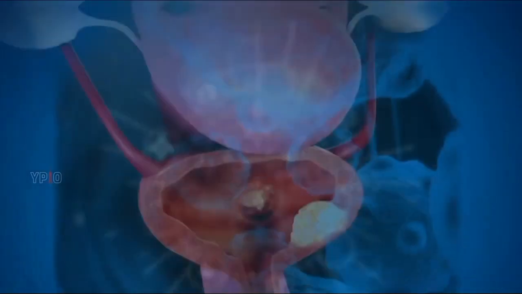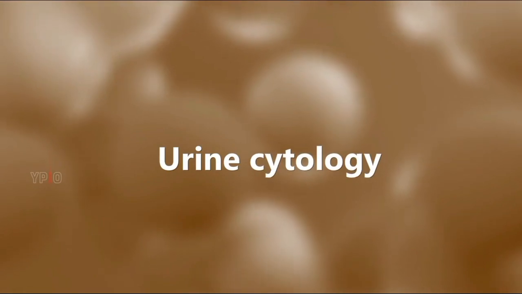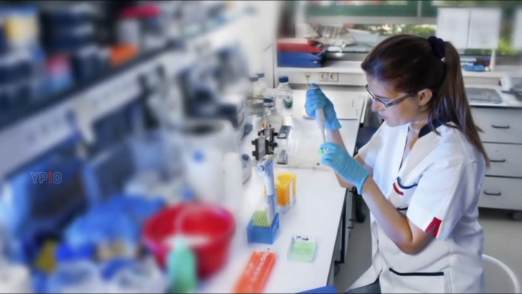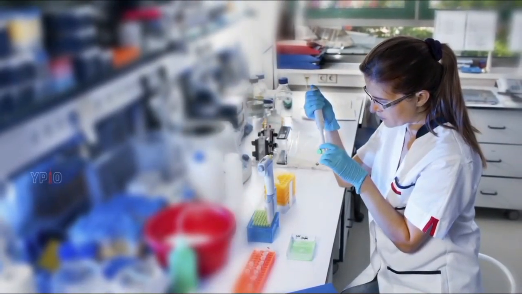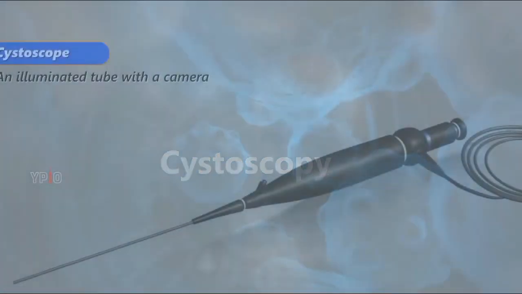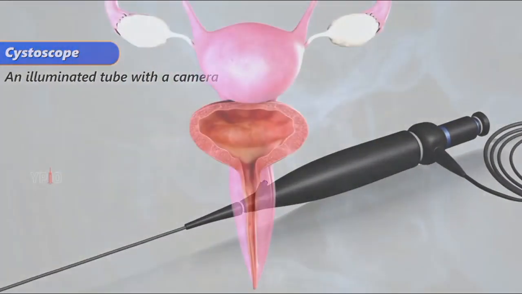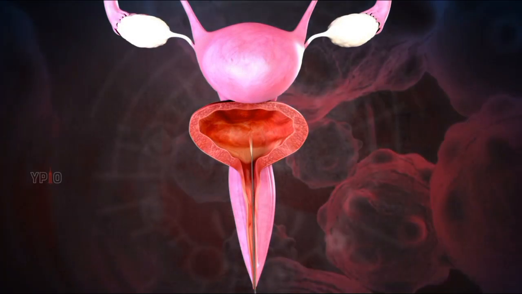Diagnosis. To diagnose bladder cancer, your doctor will carefully review your symptoms and medical history. The following tests and procedures may be performed. Urine cytology. A sample of urine is obtained for examination in the laboratory to look for cancer cells or other abnormalities. Cystoscopy. An illuminated tube with a camera called a cystoscope is inserted through the urethral passage into the bladder for examination.